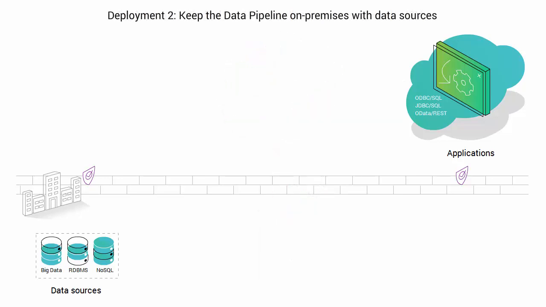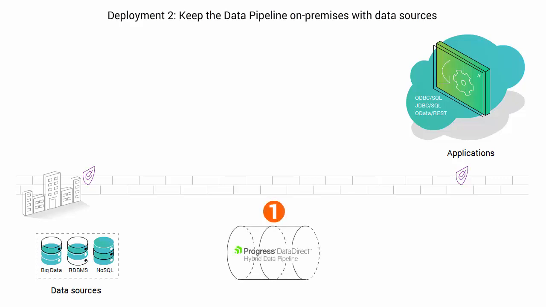In our second example, your data sources are on-premises and your applications are in the cloud. You prefer to have the data pipeline behind your own firewall so you don't have to maintain a cloud-based platform. Here are the steps you'd take.